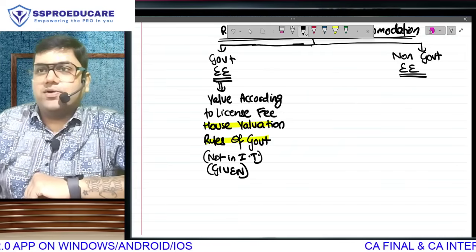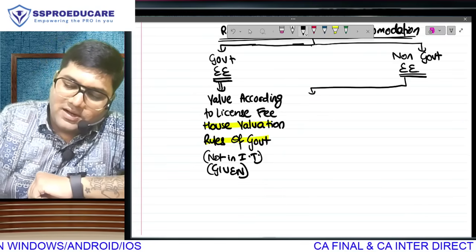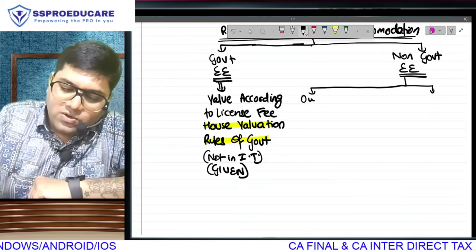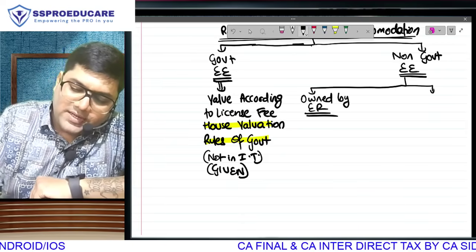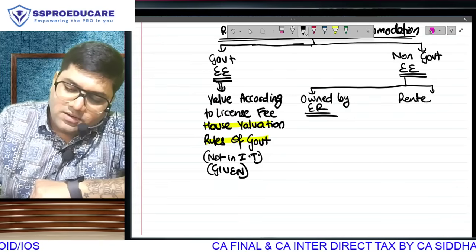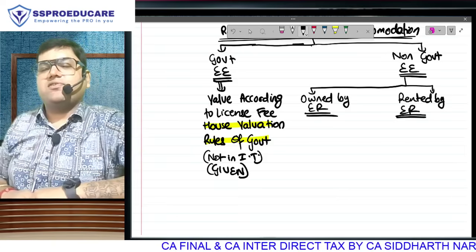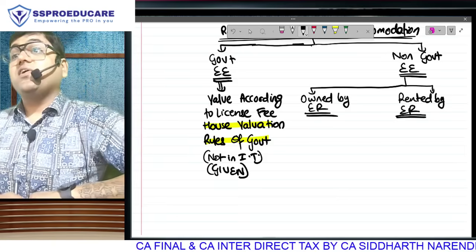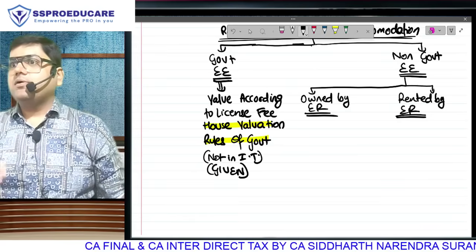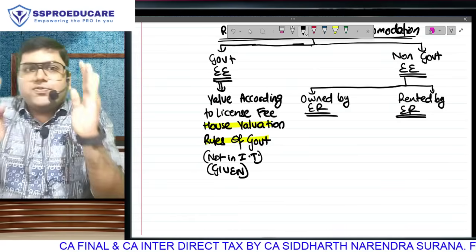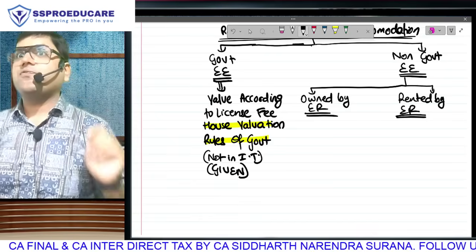But for non-government employees, here is the twist. When a non-government employee is getting a house, it can be owned by the employer or it can be rented by the employer. As far as the rented cases are concerned, it is still easy to find the value, because the rent paid by the employer is revenue expenditure. So that rent is useful only in this financial year, so that rent is the perquisite of this financial year.